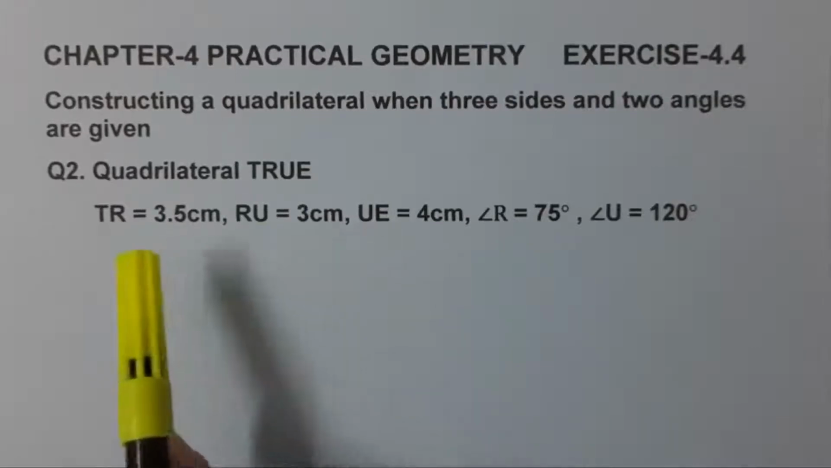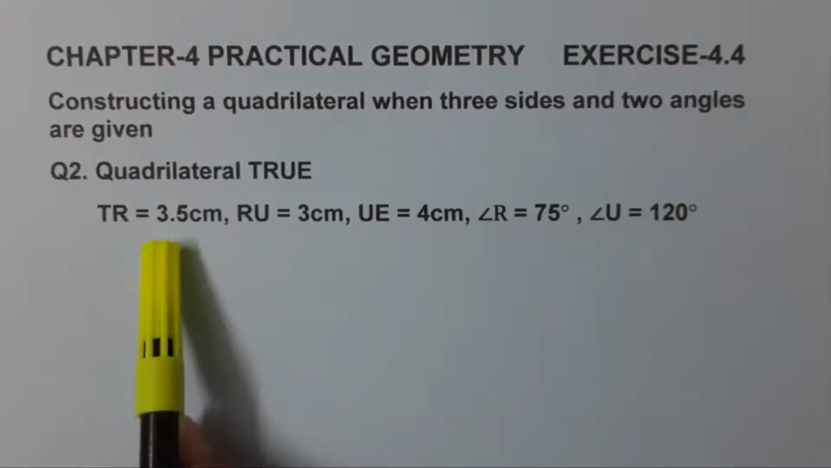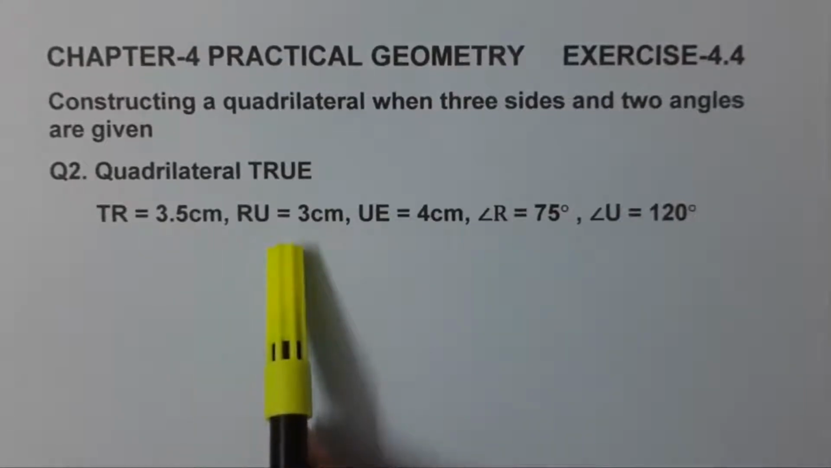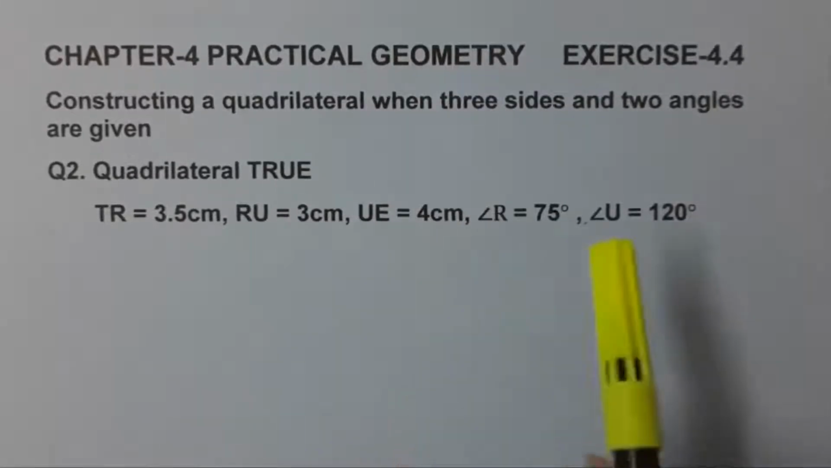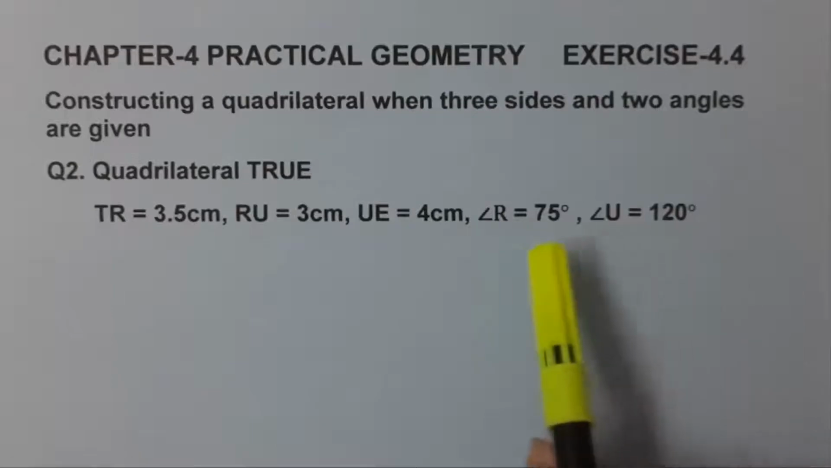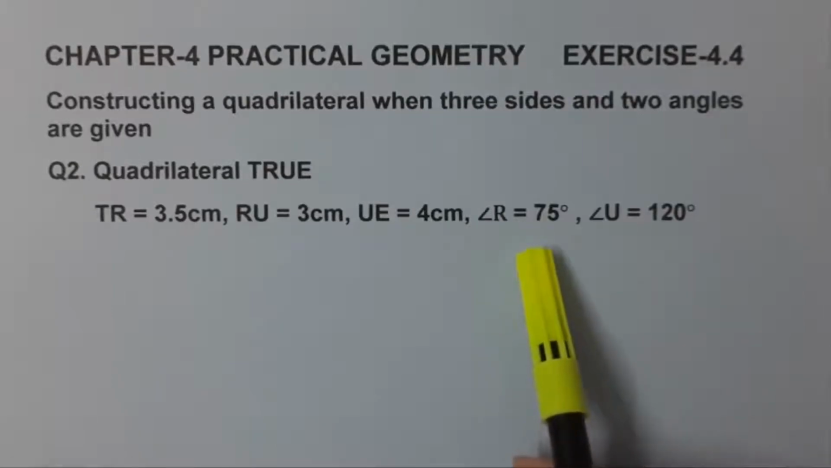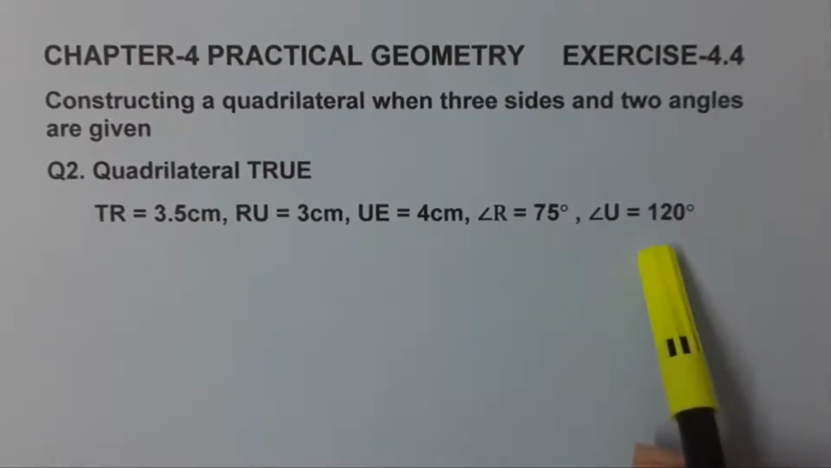We have been given that side TR is equal to 3.5 cm, side RU is equal to 3 cm, side UE is equal to 4 cm, and the two angles that are given: angle R is equal to 75 degrees and angle U is equal to 120 degrees.